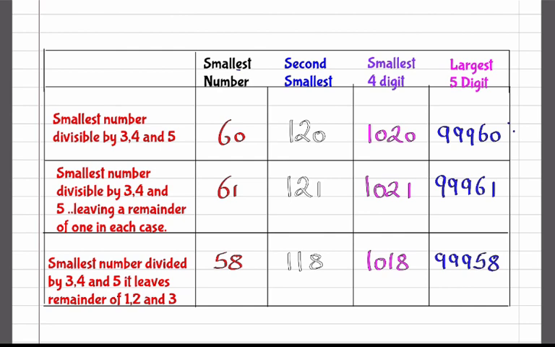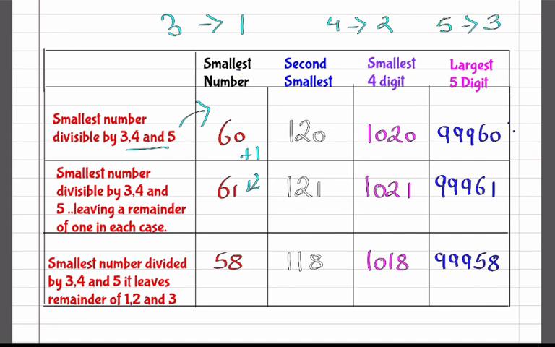So this is one table which should give you a comprehensive idea of how to go ahead with such kinds of problems. Now I am asking you first, the smallest number divisible by 3, 4, 5, it will be 60. The smallest number divisible by 3, 4, 5 leaving a remainder of 1 in each case. So just add 1 to 60, it will be 61, right? Now the smallest number divisible by 3, 4, 5 that leaves a remainder of 1, 2 and 3 respectively. So when I divide by 3, it leaves a remainder of 1. When I divide by 4, it leaves a remainder of 2. When I divide by 5, it leaves a remainder of 3.